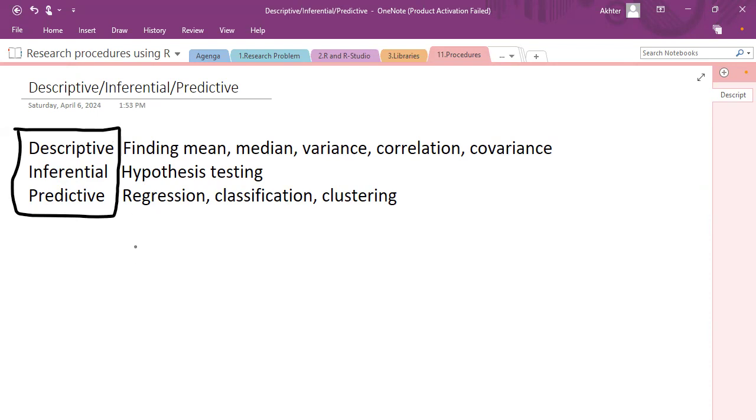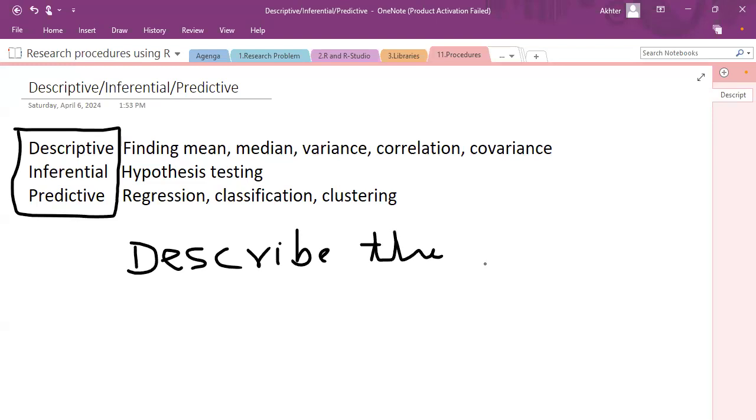Descriptive procedures means describing the data. A very simple definition of the descriptive measure is: describe the data. Data means columns and values. We have to describe each and every column and describe the values. So finding what? Finding mean, median, variance, correlation, covariance, etc. Finding probabilities. All of these calculation steps are referred to as descriptive measures.